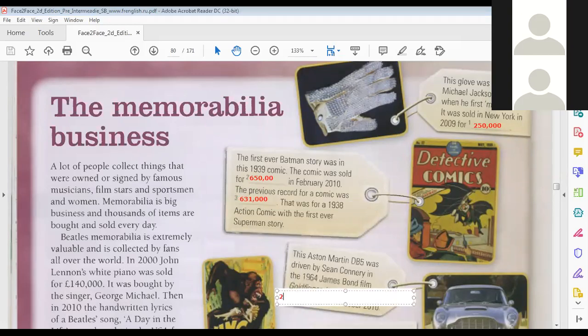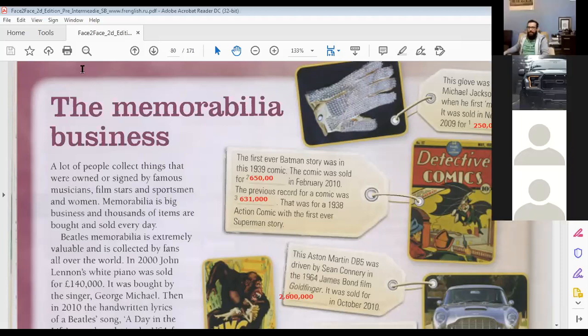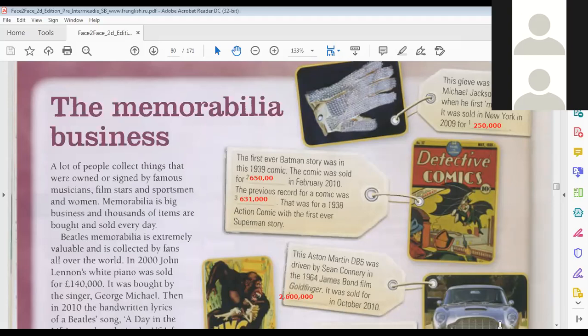Or which one do you think is too much? James Bond car. Do you think it's too much? What do you think of the price, Sophia, of James Bond's car? £2,600,000. What do you think of this price? Is it a good price for the car? No, too much. It's too much for a car? Yes. But what about the comics? What about this comic? £650,000. What do you think of this for the comic? All the things are too much.